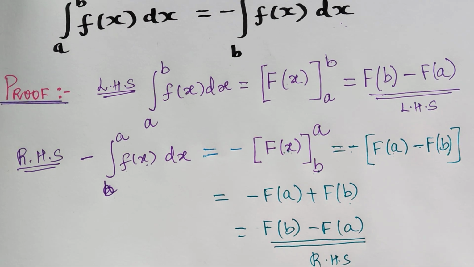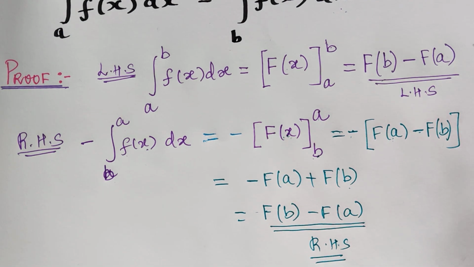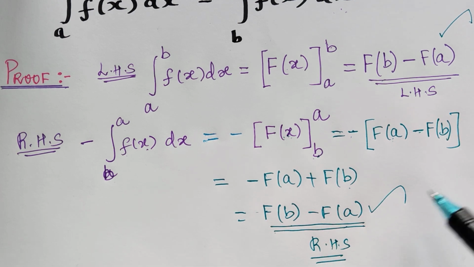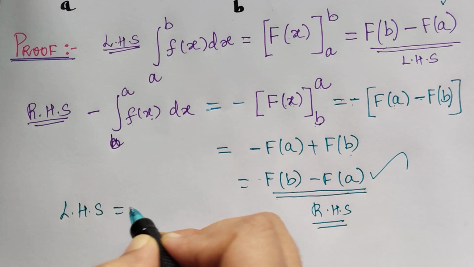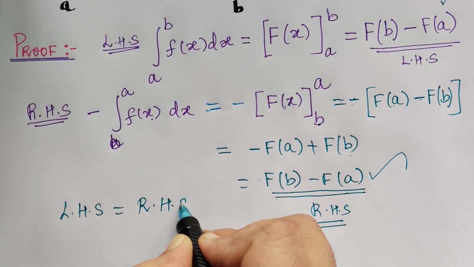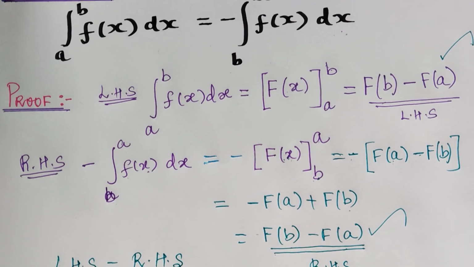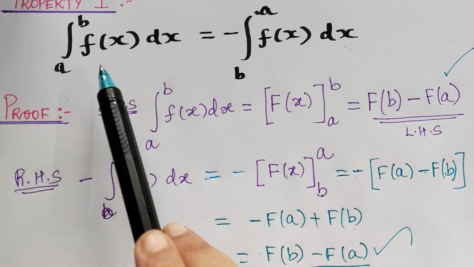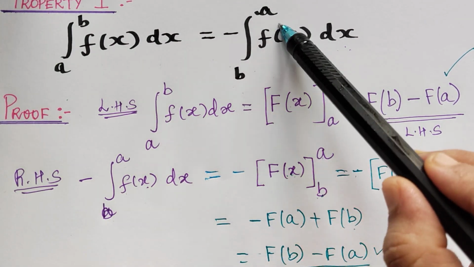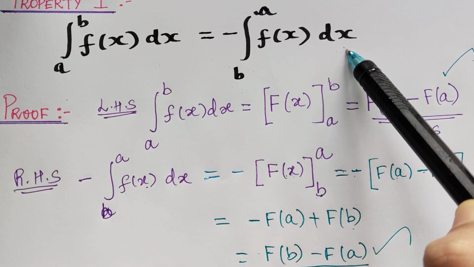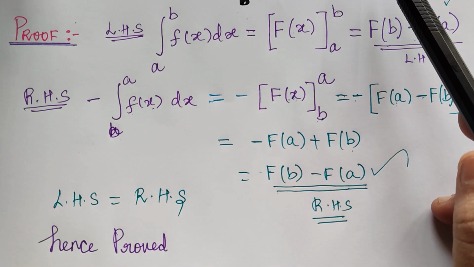Now, what was the left hand side that we obtained? It is F of b minus F of a. And what was the right hand side? F of b minus F of a. So both are same. Therefore, the left hand side is equal to the right hand side. Hence, we have proved the given property. That is, integral a to b f of x dx is equal to minus integral b to a f of x dx. So hence we have proved the first property.